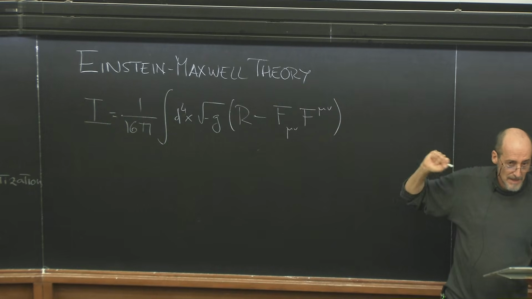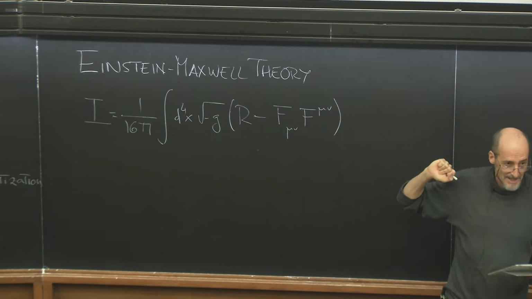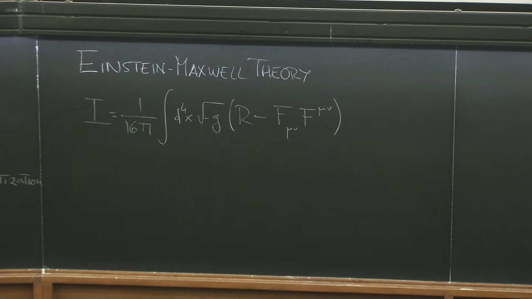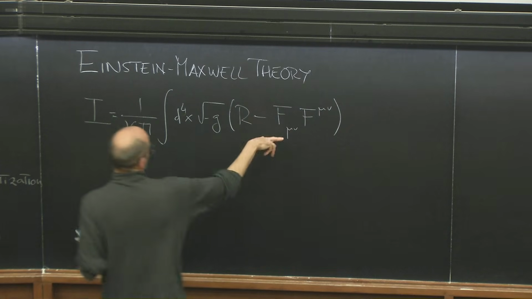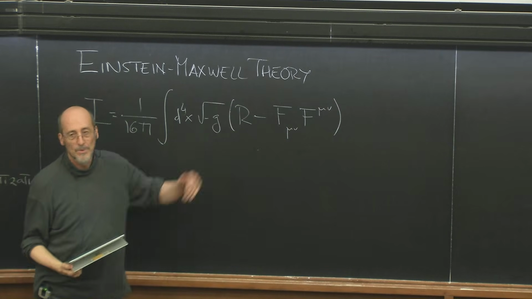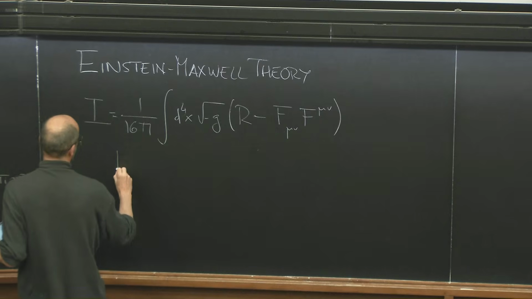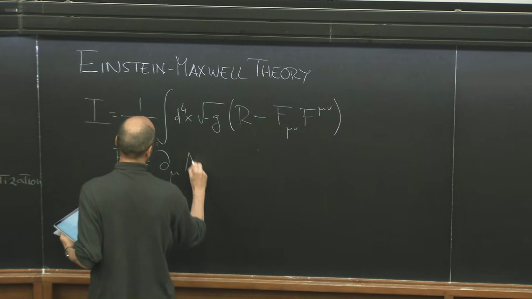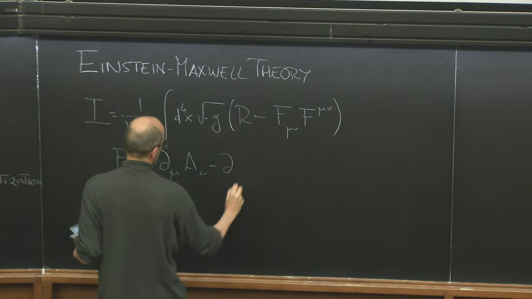Is everyone familiar with this Lagrangian, or at least you've seen the Lagrangian formulation of general relativity? I see people nodding? Yeah? No? Anyone know? Okay. So this is the Einstein-Hilbert Lagrangian. This is the Maxwell Lagrangian. We're putting them together. F mu nu, of course, is the antisymmetric field strength.